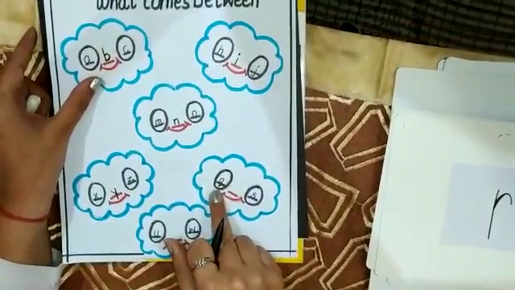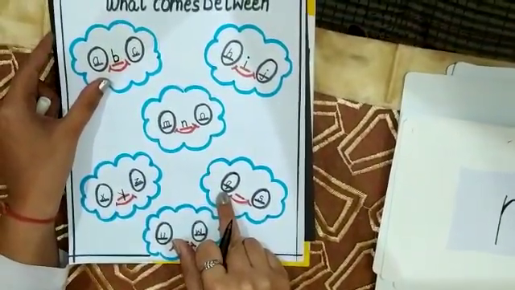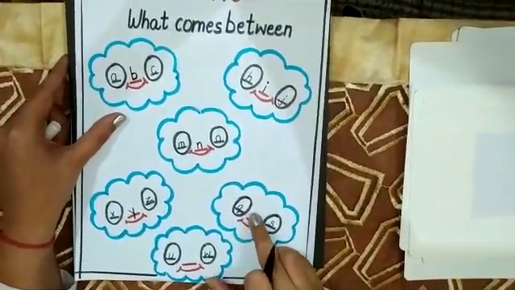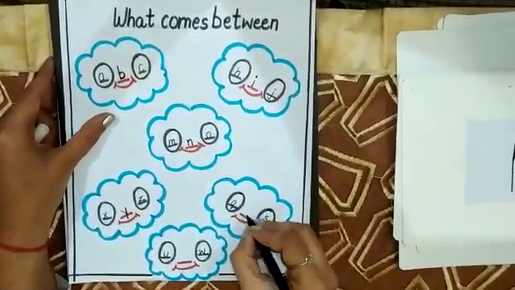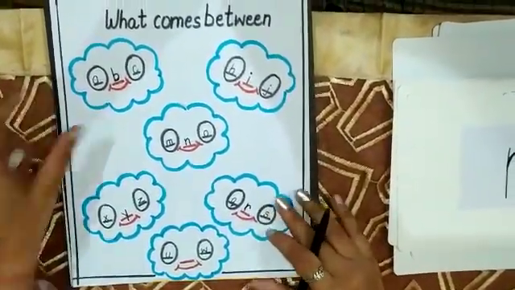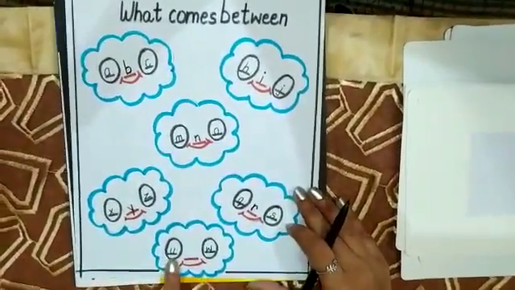Now what comes here? It's written Q ka queen and S ka sun. What comes here in between? Q, R, rabbit. Now last one. What is written over here?